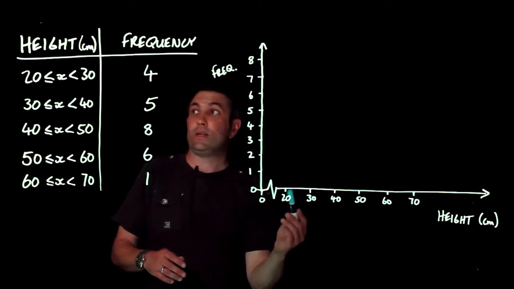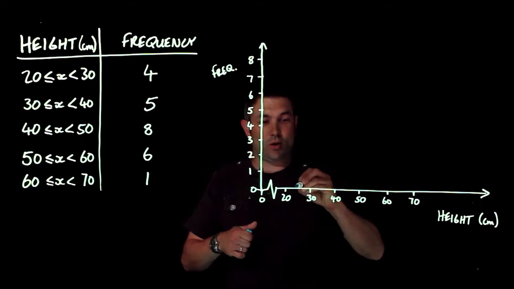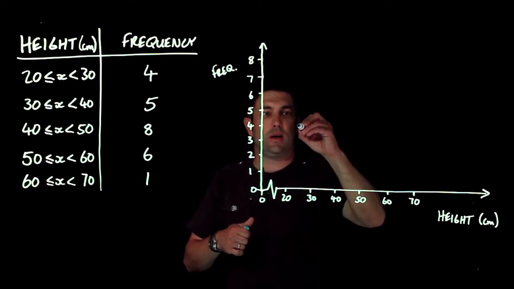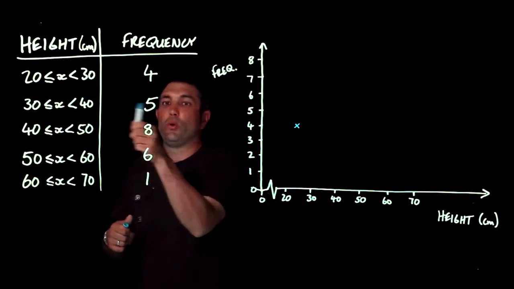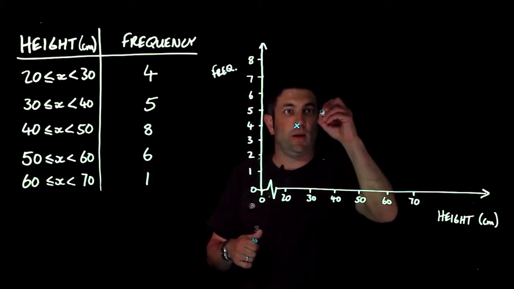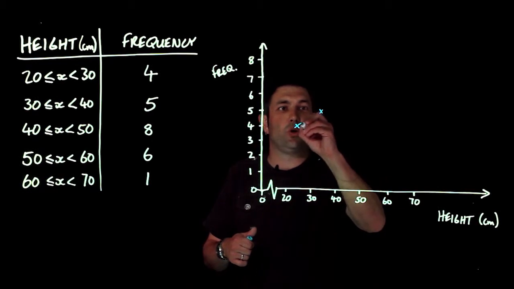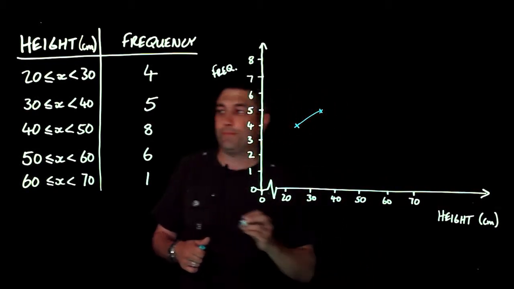So between 20 and 30, there are 4. So what I do is I go halfway between 20 and 30, and I put a cross at 4. There we go. 30 to 40 is 5, so halfway between, do a 5, and I'm going to join those up with a straight line.